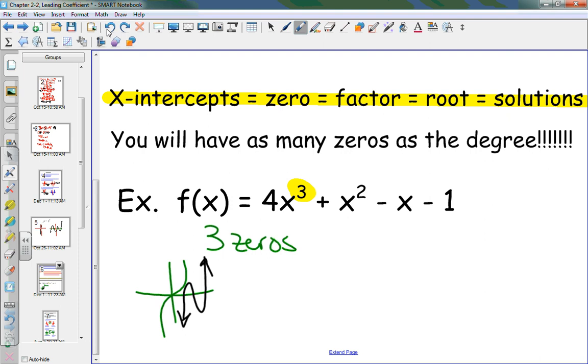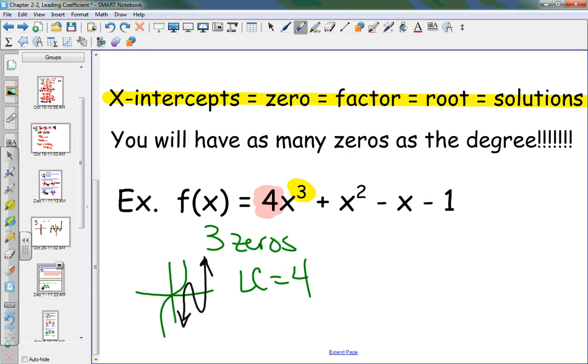Now, what else can you conclude about this? Leading coefficient. Leading coefficient is what value? Leading coefficient is a 4. Now, I want you to think about the stretch, reflect, and compress. What's happening with that 4? Is it being reflected? It's more of a stretch, right? So we know this is more of a stretch and it's positive 4.